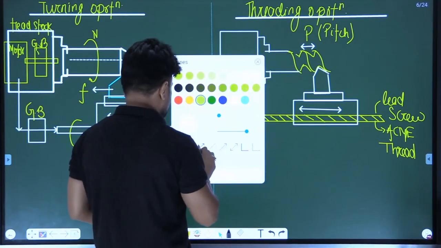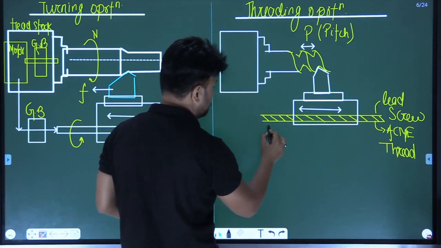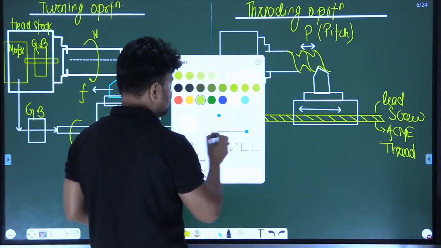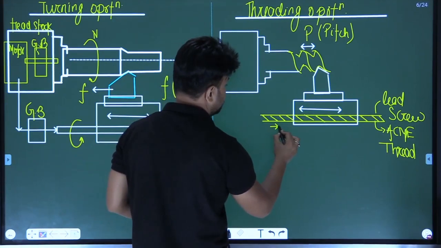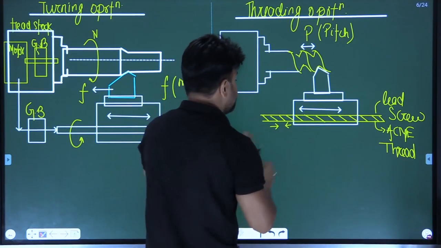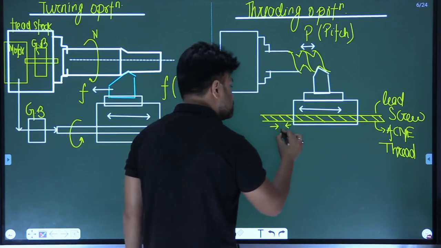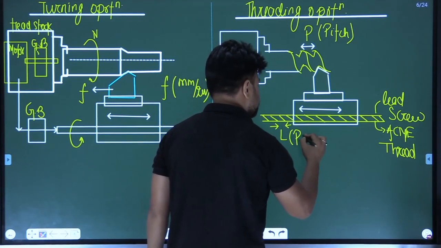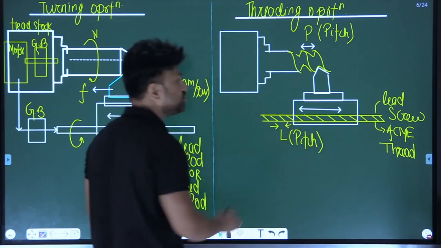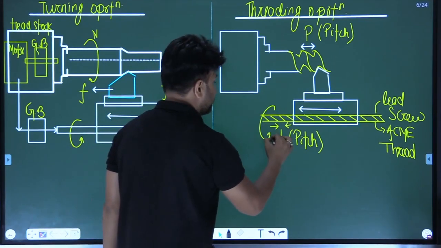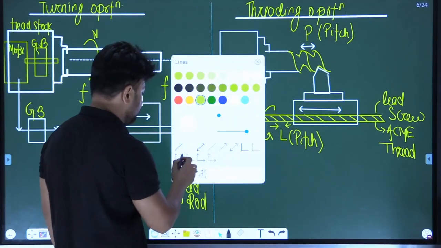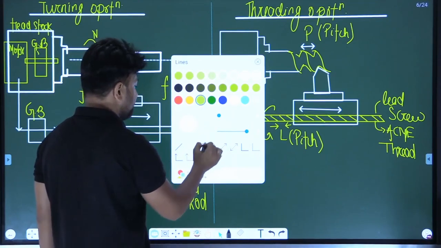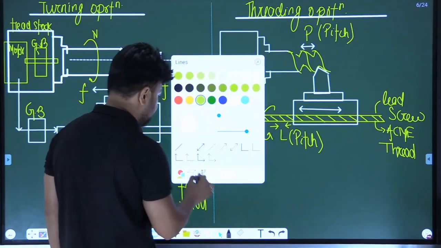This half nut, this is what basically I told you. The lead screw has an ACME thread which has a pitch, L. That is the pitch of the lead screw, right? Once it rotates, the carriage will do what? Linear motion. And from where will it get the power?